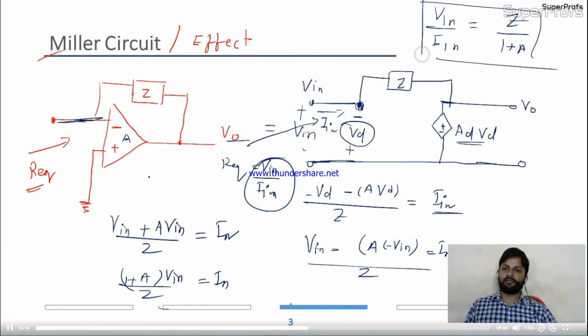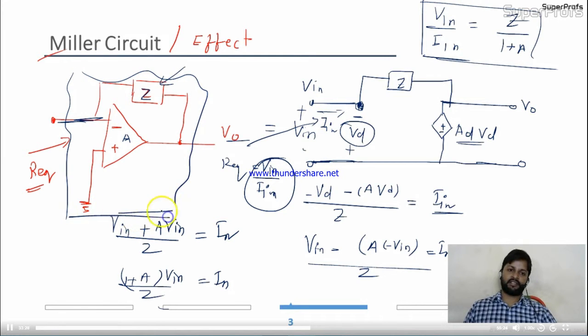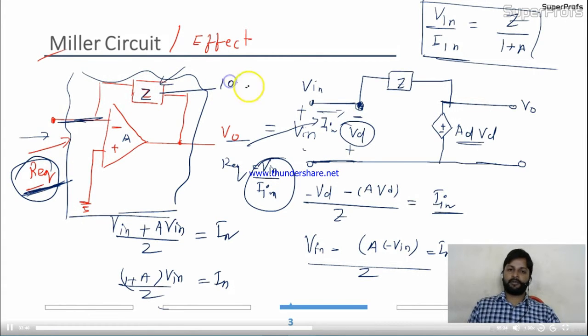This is the output of the Miller circuit or Miller effect. So why are we studying this? See the impact of this circuit. If you have connected some impedance over here and you are providing some signal to this circuit, that signal is facing almost zero equivalent resistance at the input stage. Why zero? Suppose at the feedback you have chosen 100 ohm.